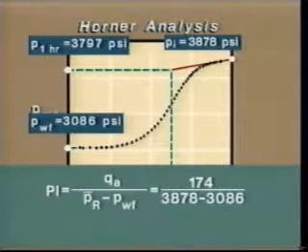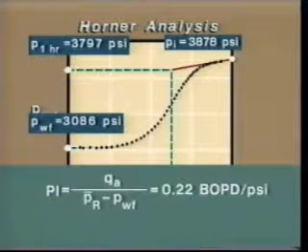For our test well, the PI is calculated to be 0.22 barrels per day per PSI. The PI indicates the rates to be expected at various drawdowns. The flow rate will increase if the drawdown can be increased.